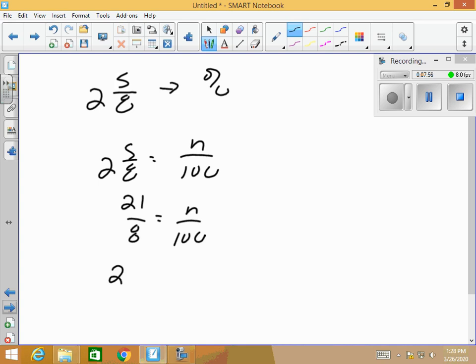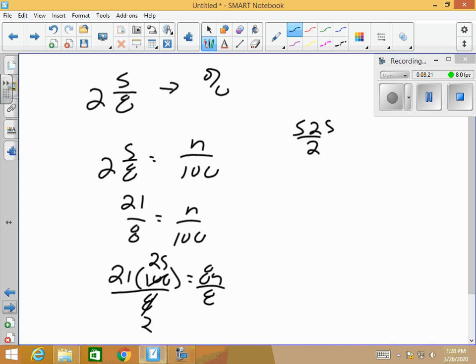So we get 2100 over 8, and divide by 8, divide by 8. And I know I can get a 4 out of these guys, so there goes 2. There goes 4 of those, is 25, which actually gives me an odd-looking number here. It gets us 525/2 is equal to n.